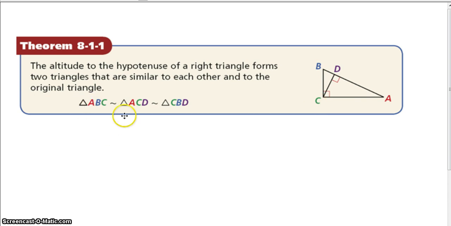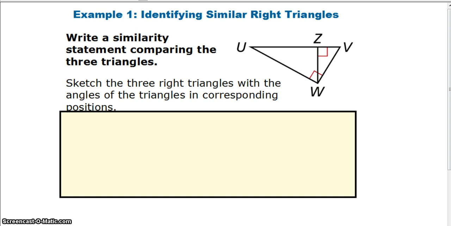Okay, so if we look at ABC, the large triangle, and we look at ACD, we see that in ABC, the right angle is C, right? In ACD, the right angle is D, right? And then in CBD, the right angle is D, okay? And then we look for the other corresponding angles. Make sure you're very careful when forming a similarity statement. So write a similarity statement comparing the three triangles formed in this image here.